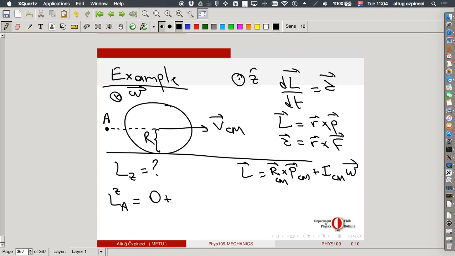Plus, of course, I have this contribution: my object is rotating around the center of mass, so I center of mass omega, plus or minus. I'm looking at the z component in the minus direction, times minus 1. Now, is this angular momentum conserved? I wrote the angular momentum for one choice of this reference point. Is this angular momentum conserved? Why or why not?